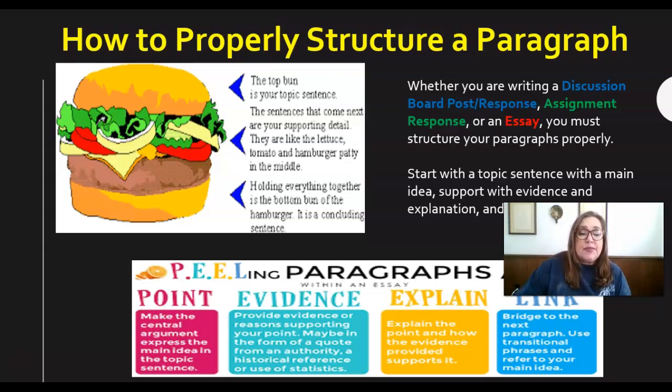I also put this peeling paragraphs apart, an acronym. You want to make your point, you want to give evidence, then you want to explain that evidence. Never just leave it up to me as the reader, especially not me as the instructor, because I'm looking for your evidence and your explanation of it. And then you want to link it together. So it's not enough to just put one sentence ever. You need to always combine it and shape it so that it has purpose and it has meaning for how you're answering something. And then, like I said, within an essay, you're also doing this with the body paragraphs.